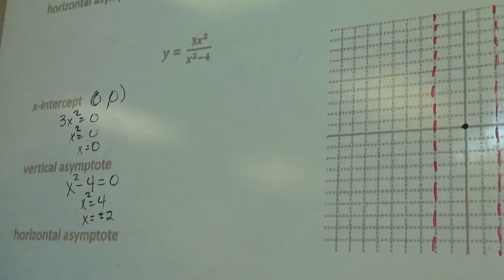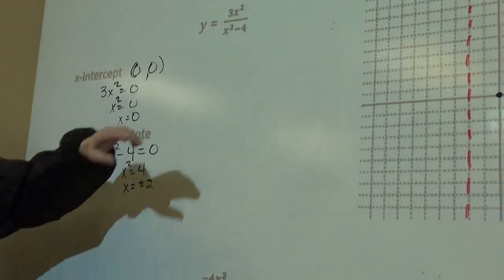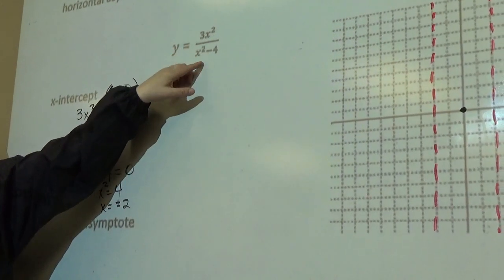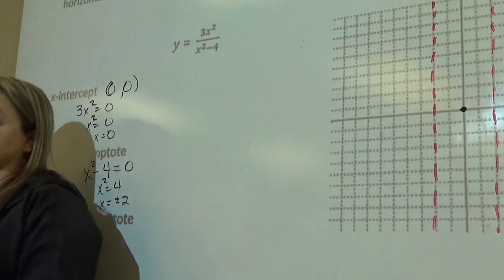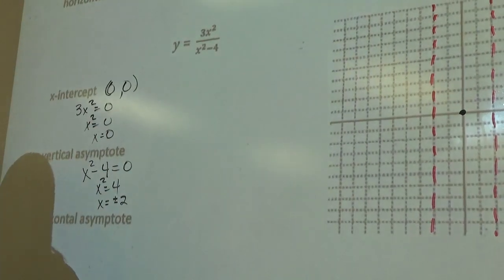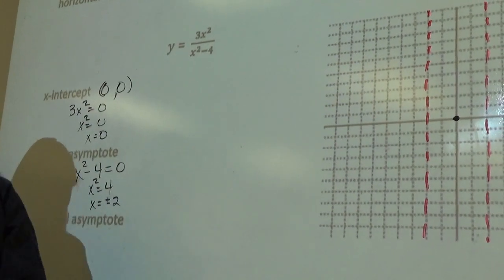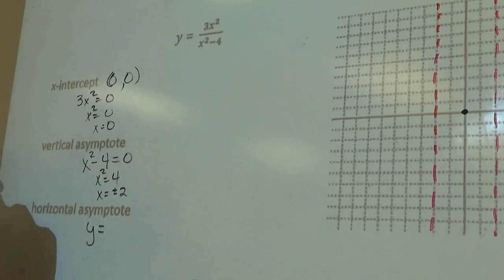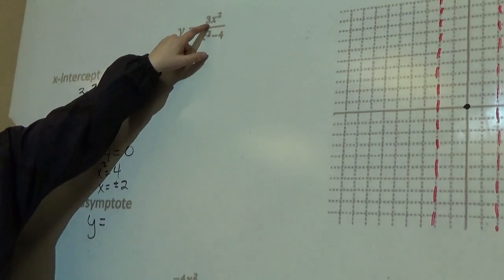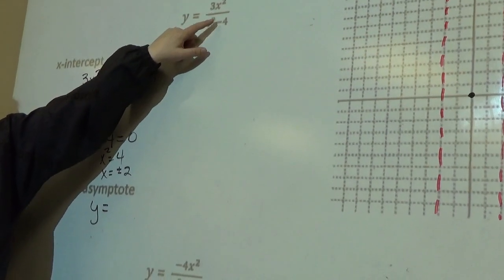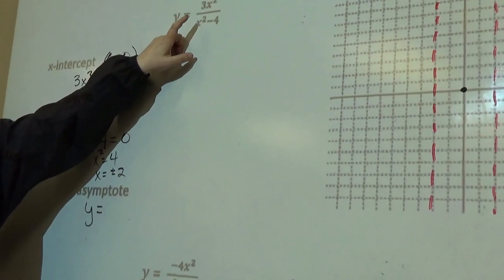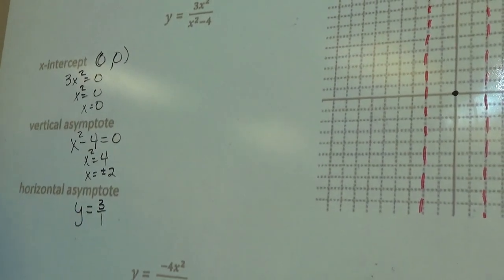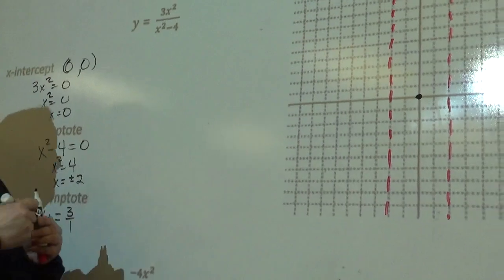Horizontal asymptote. We looked at the degree of the polynomial, and this time they're the same. So when they're the same, it says do the leading coefficient divided by the leading coefficient. So this one's going to be y equals, and the leading coefficient of the numerator is 3. The leading coefficient of the denominator is 1. So y equals 3 over 1, or just y equals 3. So my horizontal asymptote is up here this time.